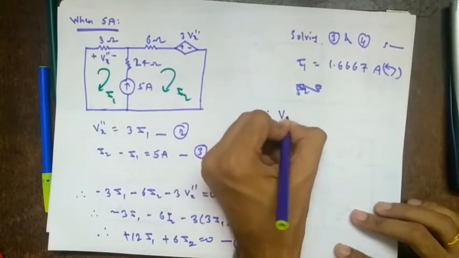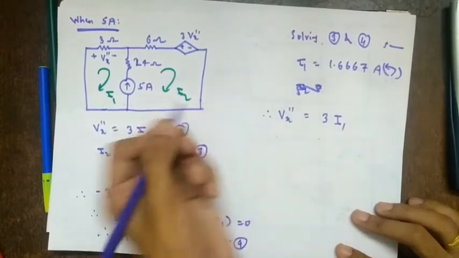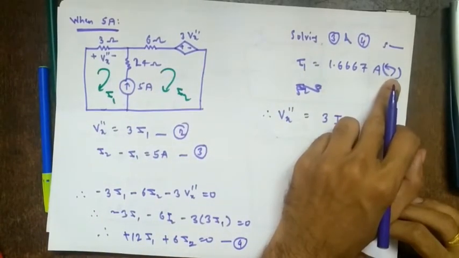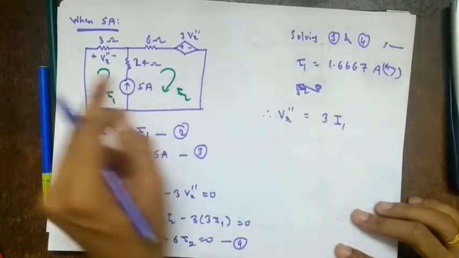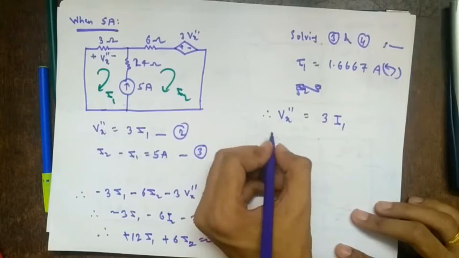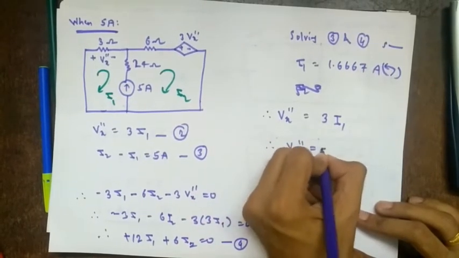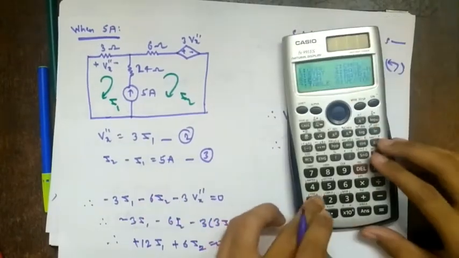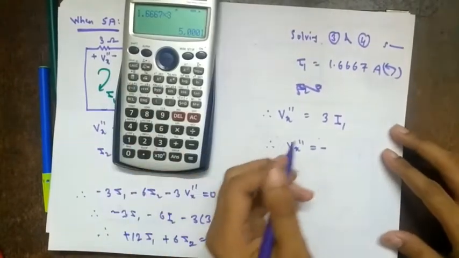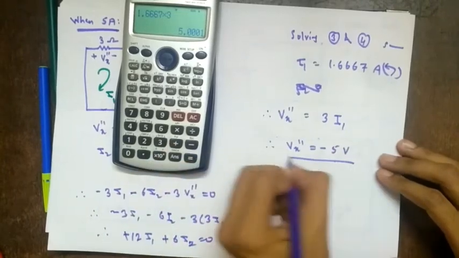So what is Vx double prime then? Vx double prime is 3I1. So that is for clockwise. So for anti-clockwise it is what? It will be negative, right? So therefore Vx double prime equal to minus 1.667 into 3. So it is minus 5. Minus 5 volts, right?